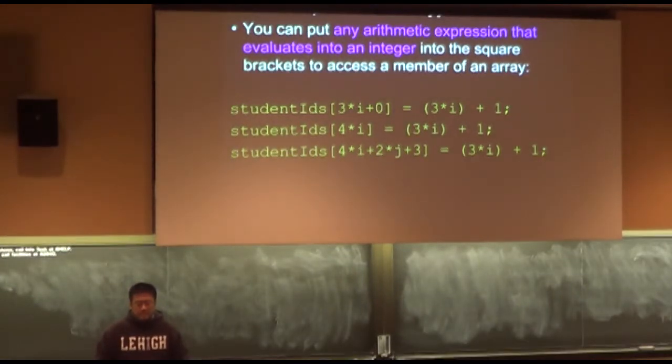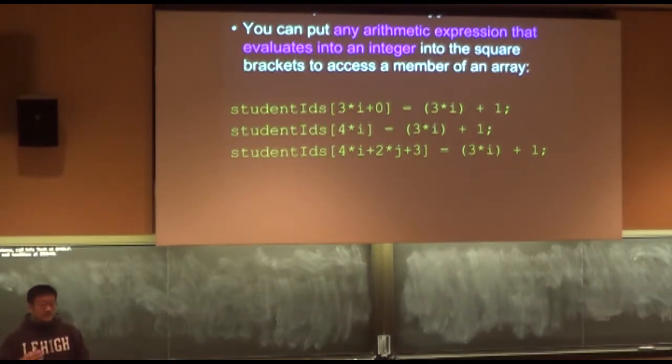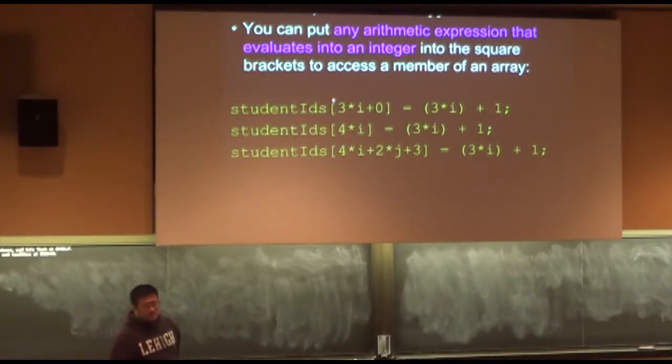Okay, so it's crucial to understand how exactly these square brackets work. You use empty square brackets when you're declaring a new array. Otherwise, when you're allocating that array, you need to specify the size of that array. And when you're accessing members of that array, you're providing integers that indicate which member of the array you want to access.